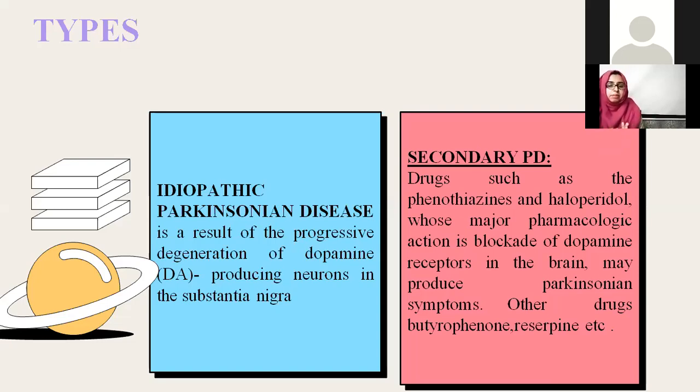Now there is some secondary Parkinson disease, and the etiology is usually external. It can be due to drugs such as antipsychotics and other drugs, for example, butyrophenone, reserpine. They can also elicit Parkinsonism.